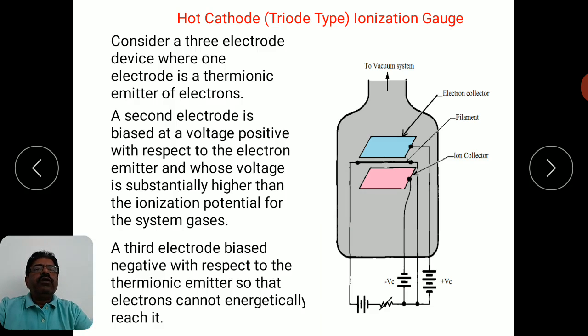And therefore, you know, the number density and pressure are directly related, and therefore from this ionic current you can calibrate it for the measurement of pressure inside the vacuum chamber.